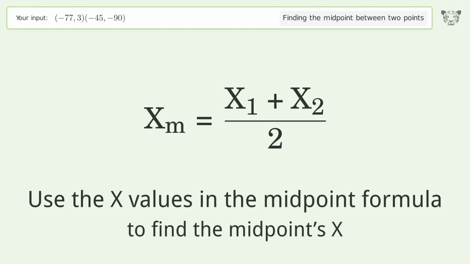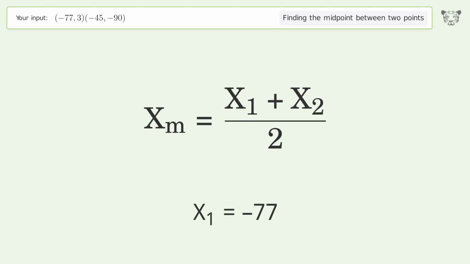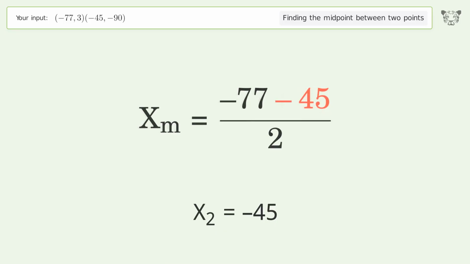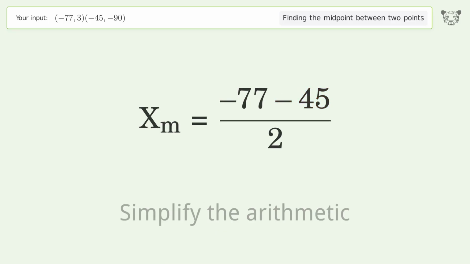Use the x values in the midpoint formula to find the midpoint's x. x1 equals -77. x2 equals -45. Simplify the arithmetic.